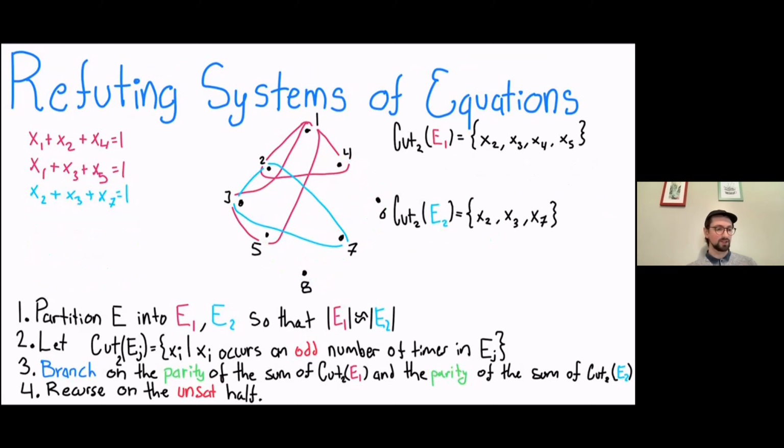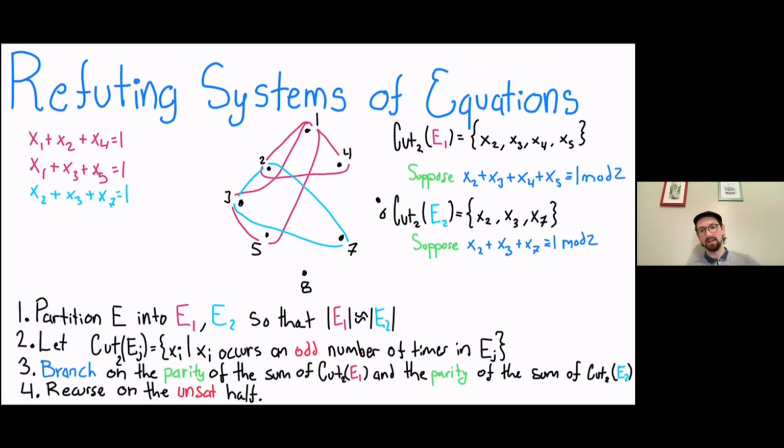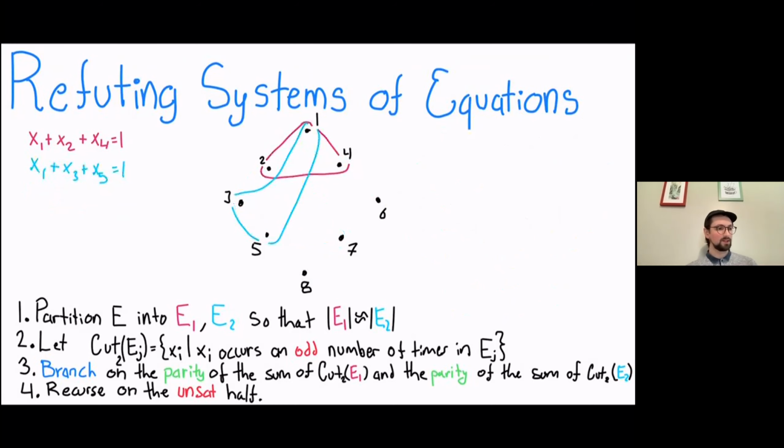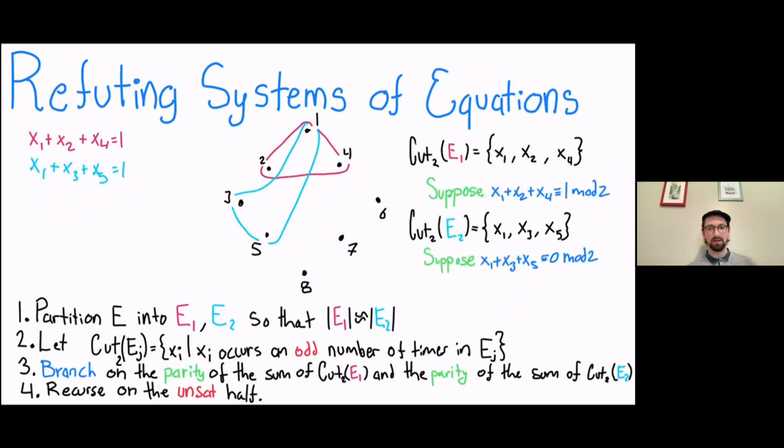But again, we're going to branch on the parity of each of them. So let's suppose that we found out that they're both odd. You can't simultaneously satisfy both of them, or you would have violated the previous round. So under this assignment, E1 is unsatisfiable and you recurse on it. You're down to two equations, you partition them, you branch on their cut, and one's going to be falsified, and you found a falsified constraint. Okay, so this is the simple algorithm.